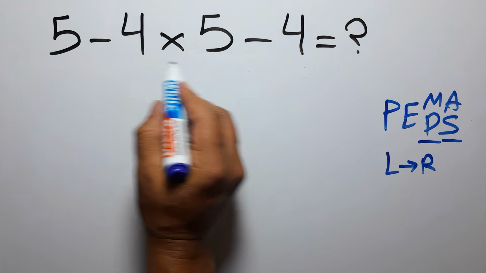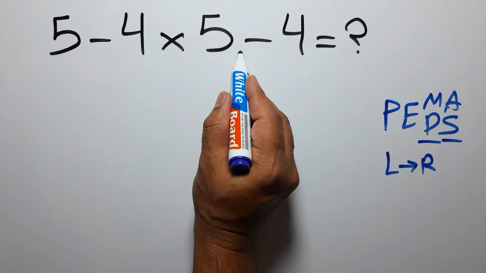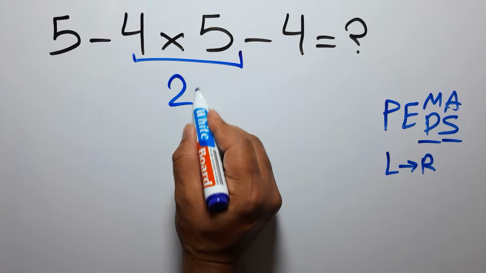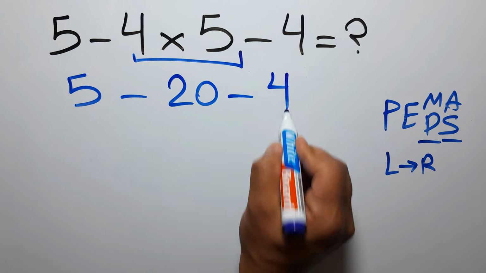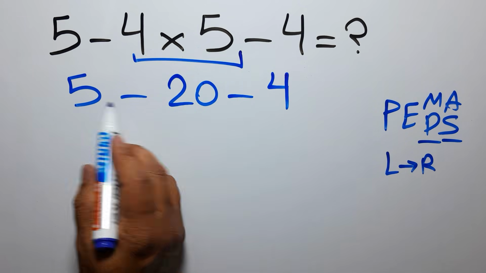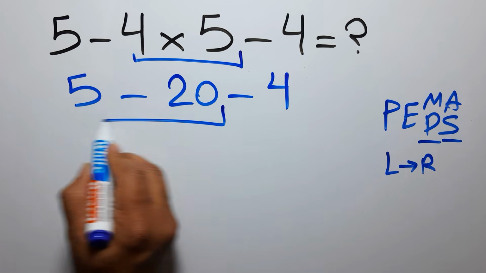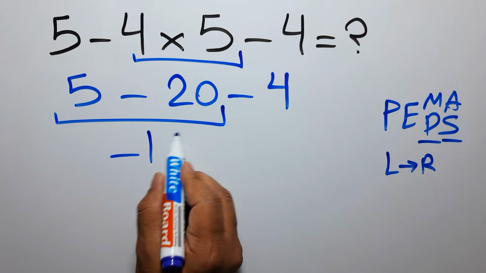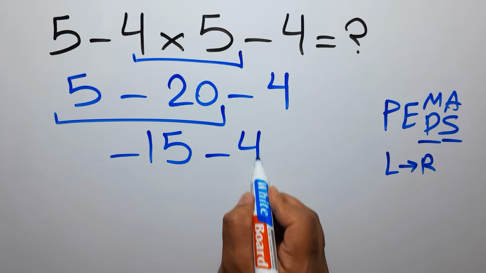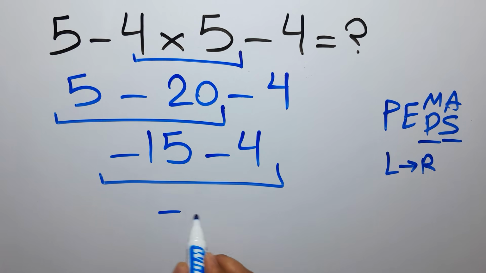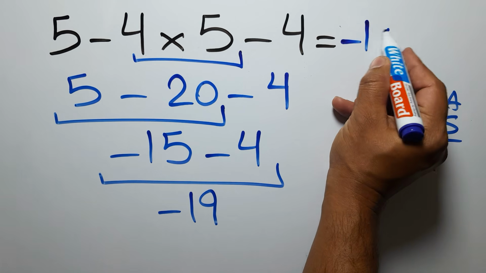So first we have to do this multiplication. 4 times 5 equals 20. So we have 5 minus 20 minus 4. Now we have to do this subtraction. 5 minus 20 equals negative 15. So negative 15 minus 4, which equals negative 19. And this is our final answer to this problem. The correct answer is negative 19.